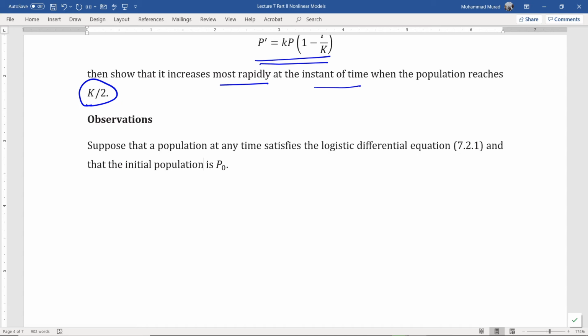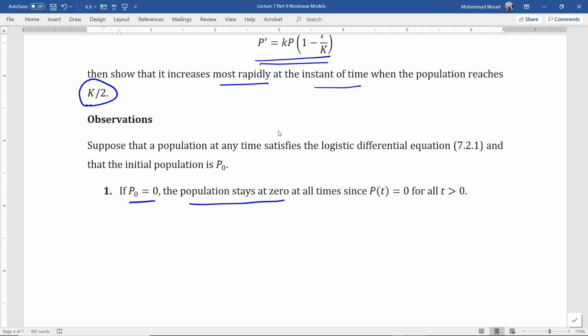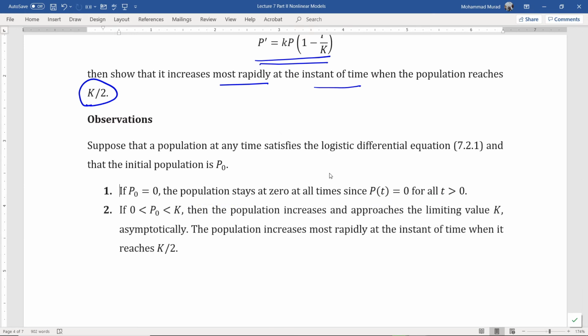Some observations. Suppose that a population at any time satisfies the logistic differential equation, and that the initial population is p sub 0. Then, if p sub 0 is equal to 0, the population stays at 0 at all times, since this solution satisfies the initial condition p of t equals 0 for all time later than the initial moment. If the initial population is something positive, but smaller than the carrying capacity, then the population increases and approaches the limiting value k asymptotically. The population increases most rapidly at the instant of time when it reaches k over 2, as by the previous exercise.